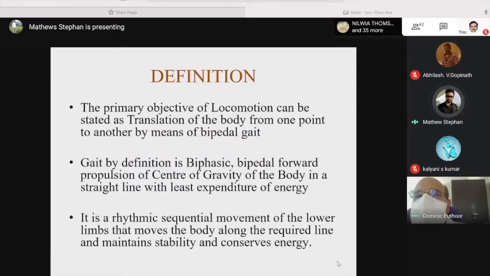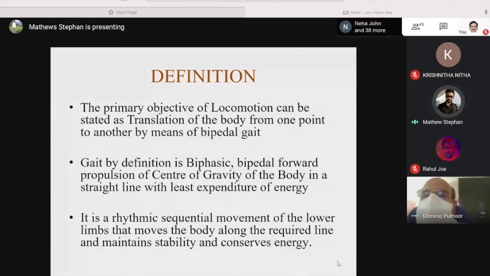So first of all, coming to the definition, the primary objective of locomotion can be translated as translation of the body from one point to another by means of bipedal gait. Gait by definition is biphasic, bipedal forward propulsion of the center of gravity of the body in a straight line with least expenditure of energy. It is rhythmic sequential movement of the lower limbs that moves the body along the required line and maintains stability and conserves energy.